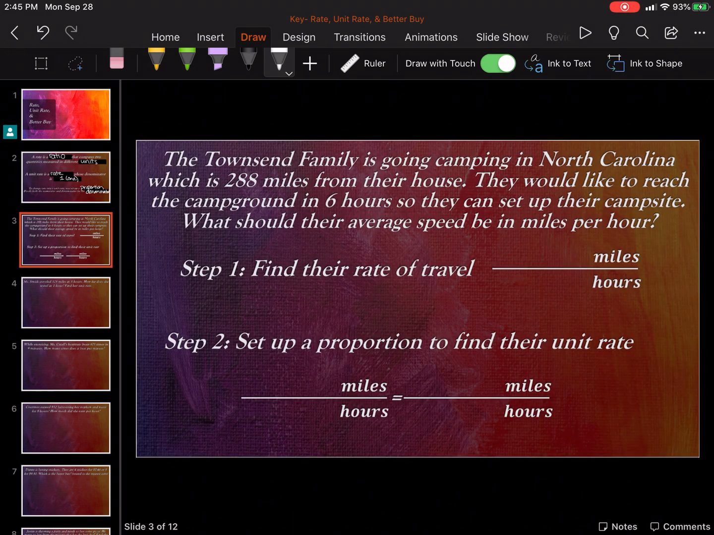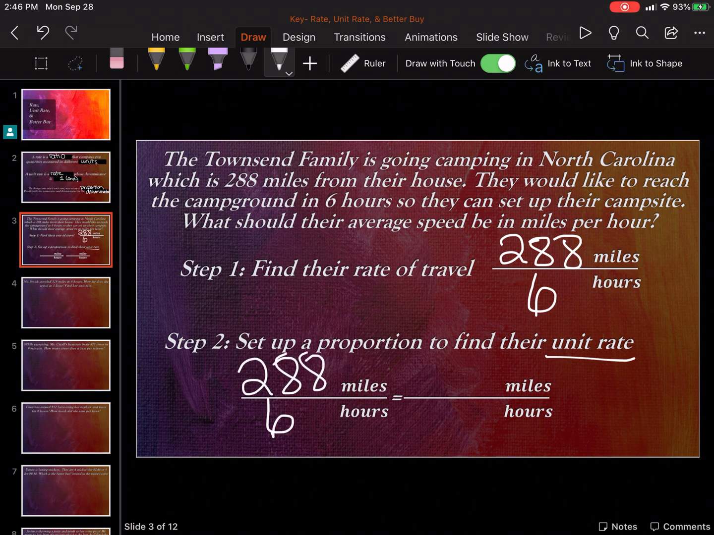So the Townsend family is going camping in North Carolina, which is 288 miles from their house. They would like to reach the campground in 6 hours so they can set up their campsite. What would their average speed be in miles per hour? So we have 288 miles in 6 hours. That's the rate. So then we're going to set up a proportion to find the unit rate, how much it is for 1 hour. 288 over 6. We don't know how many miles it is for 1 hour.